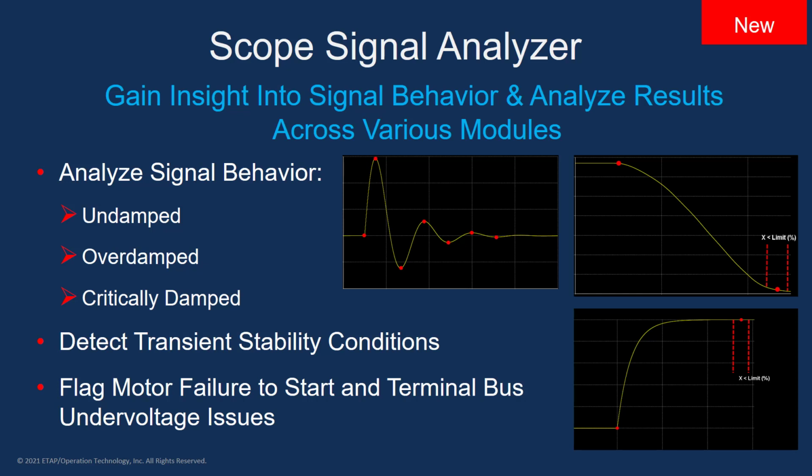This solution even allows you to compare automatically motor starting and transient stability motor acceleration plots and flag which locations do not meet the minimum starting voltage criteria, or even which motors potentially fail to start. This solution adds another alternative to the rich ETAP family of plot analysis solutions.